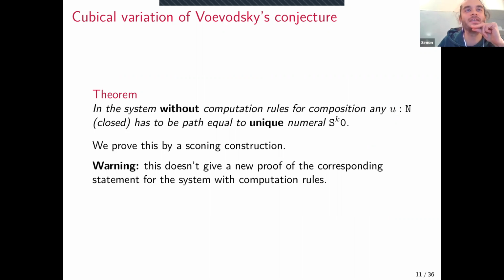Right. Where was I? So this doesn't directly give us the corresponding statement for the system with those computation rules, because if I start with a term u of type NAT with the computation rules, it might not be a term in the system where I have less definitional equality. So this is just as a warning. So this will not follow from that.